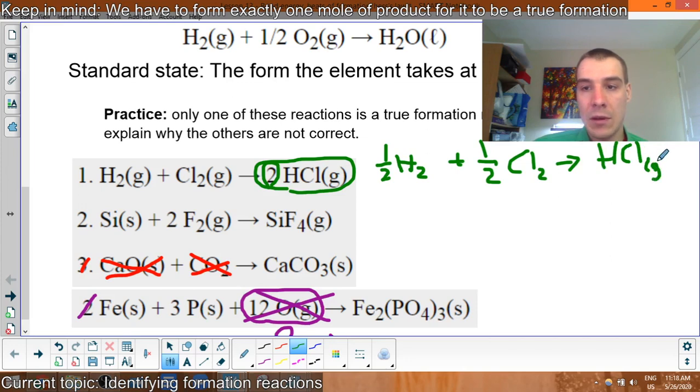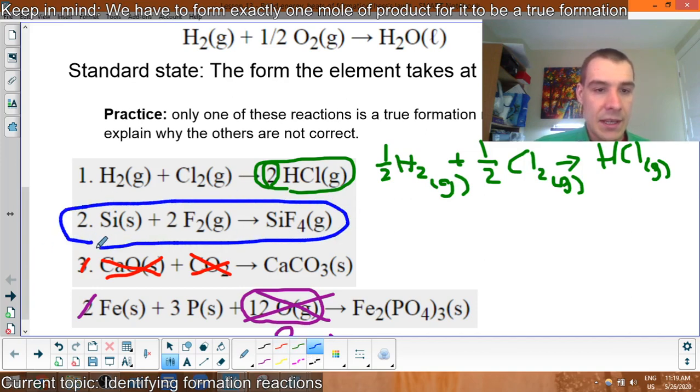Gas form. Okay, and that's gas. And that's gas. All right, gas. So that would be the correct version of that, which leaves only this one, and this one is all good.